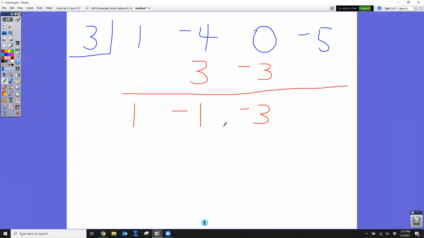And the last time is 3 times negative 3, which is negative 9. Negative 5 plus negative 9 is negative 14. Okay, so that's how we do synthetic division. It accomplishes the same thing as long division, but it's just a different approach to doing division.